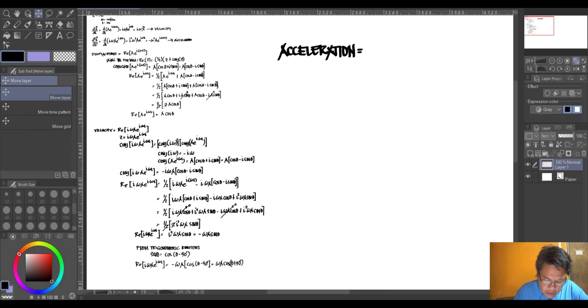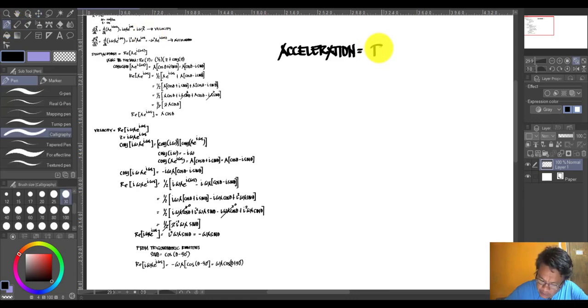Okay, now for my acceleration, the real part here, Re, so that will be negative values. Here we have negative ω squared, we have your A, and we have your exponent e raised to i ω t.